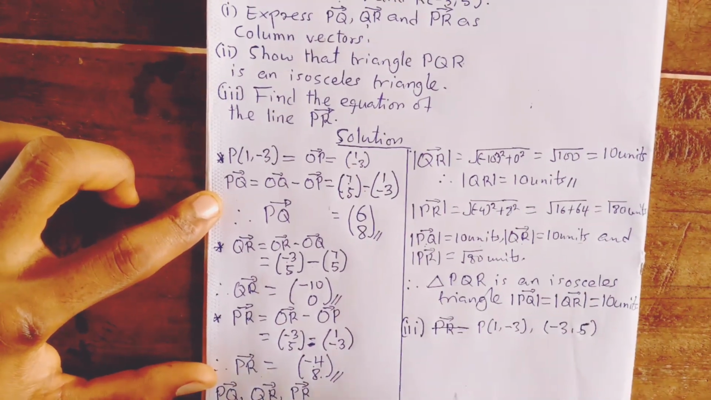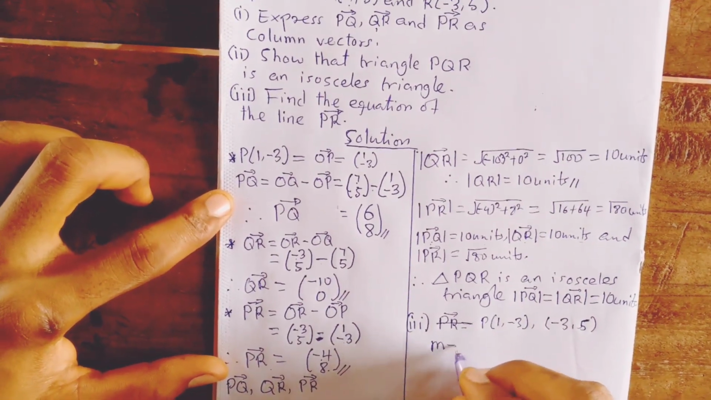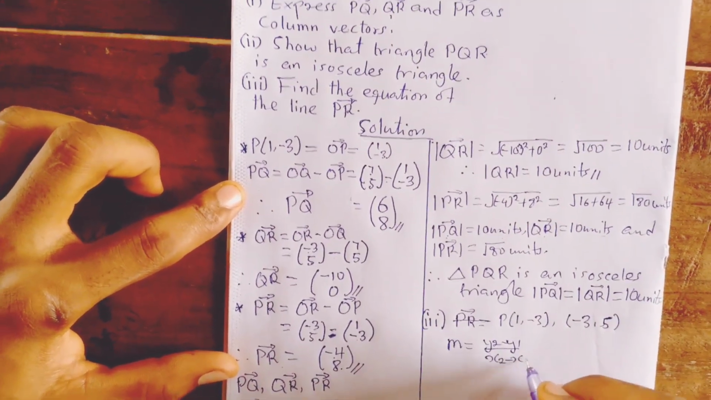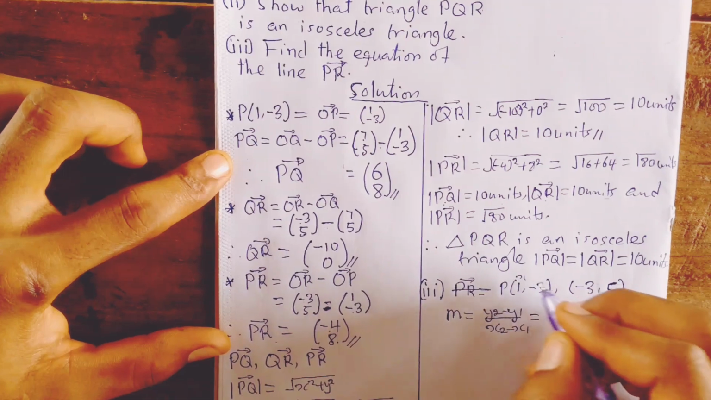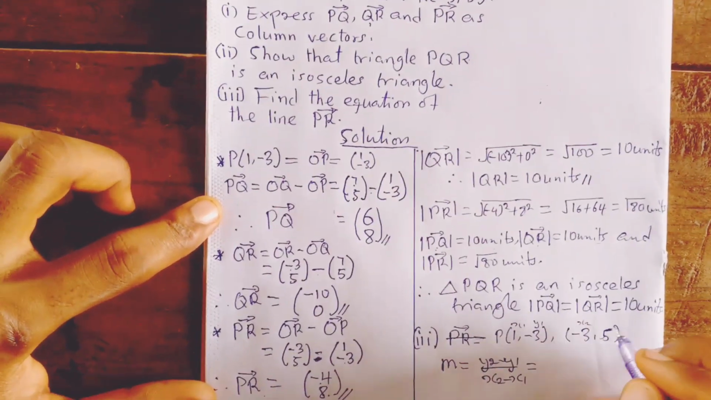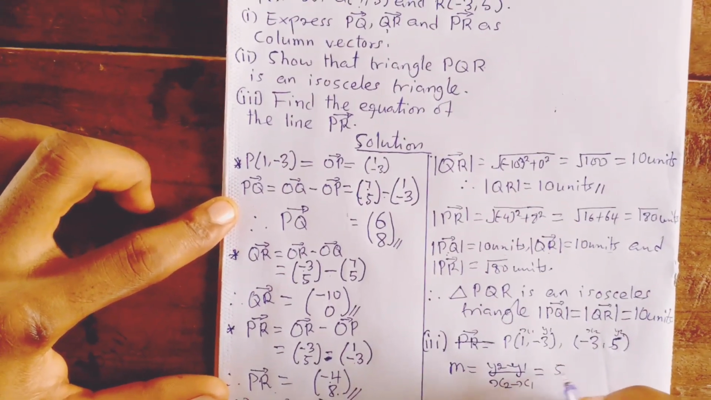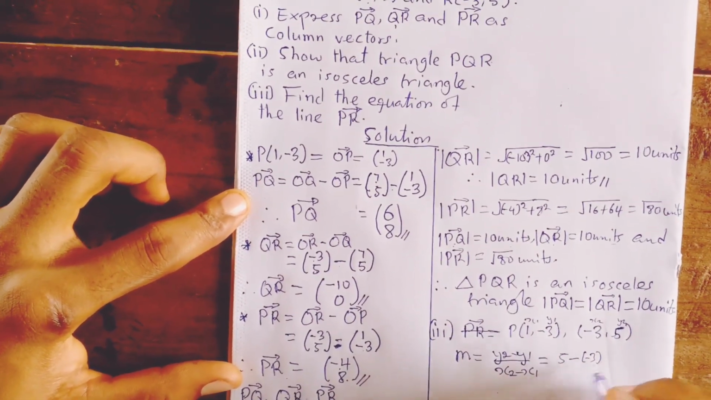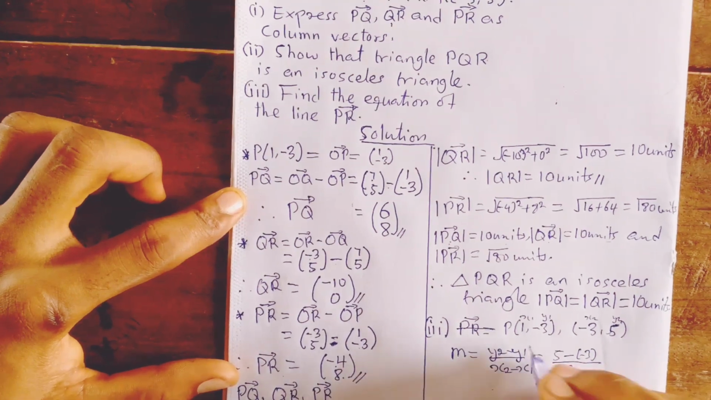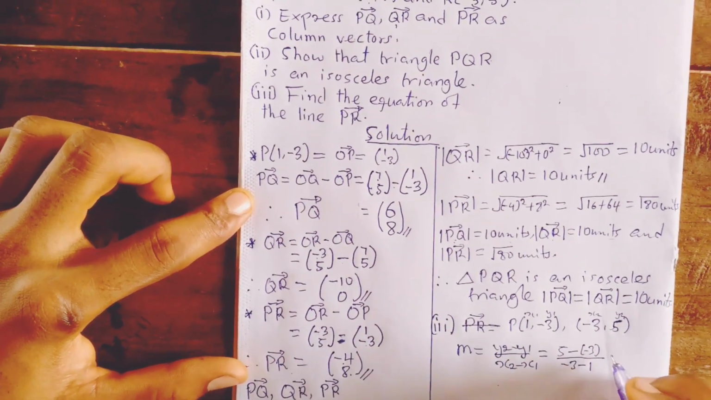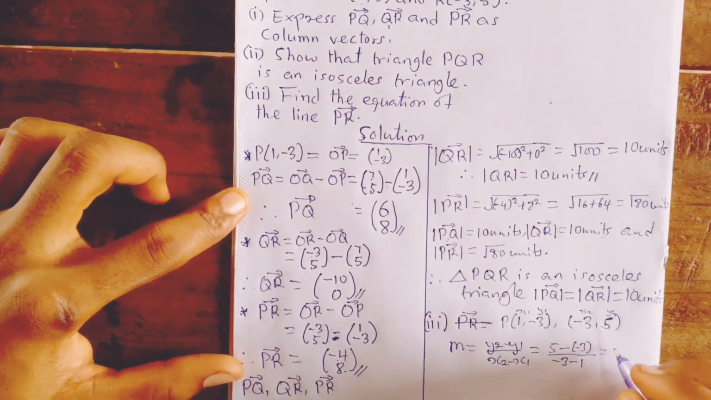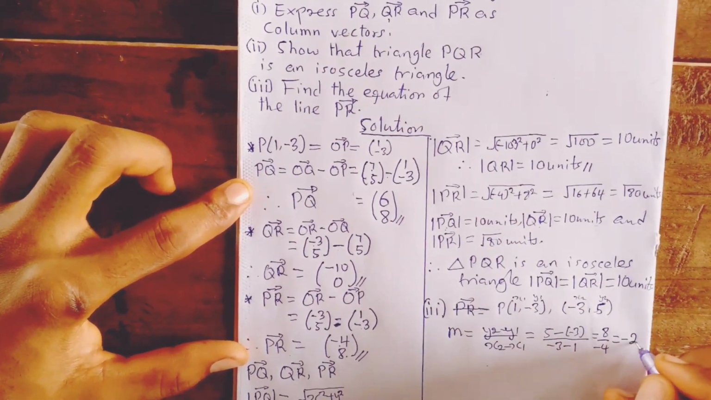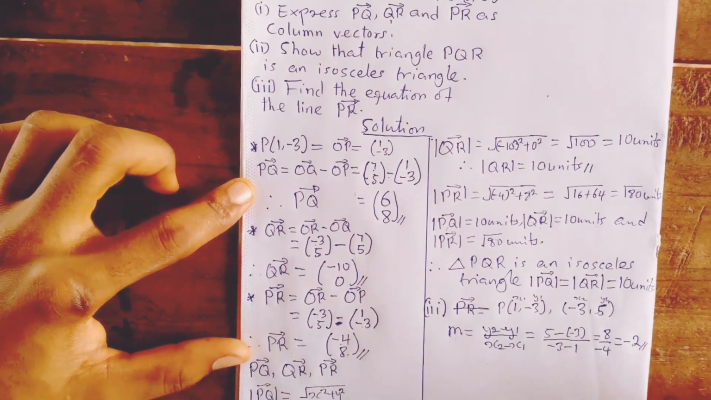All right. So I know my gradient, which is m, is equal to y2 minus y1 all over x2 minus x1, so this is x1, y1, x2, y2. So y2 is 5, minus y1 is minus negative 3, so it becomes plus 3, all over x2 is negative 3 minus 1, which is equal to 8 out of negative 4. So which is giving me negative 2. So it means the gradient, which is m, is equal to negative 2.